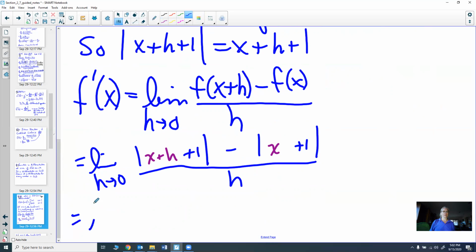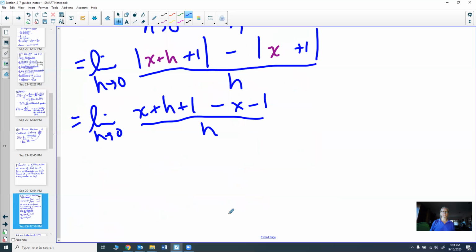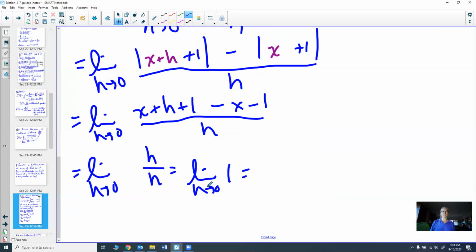Now, we were just saying that as h goes to 0, because we're saying where x is greater than -1, we can actually just drop the absolute value bars. So this is going to be x plus h plus 1 minus x minus 1, because we take the negative sign through, all over h. This gives us the limit as h goes to 0 of h over h. That's the limit as h goes to 0 of 1, and the limit of a constant is just the constant. So that answer is 1.